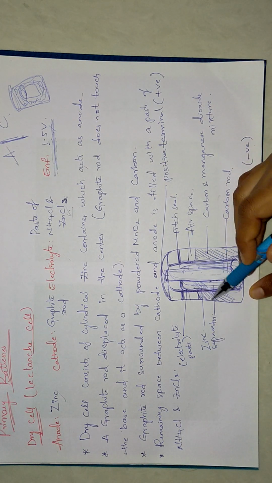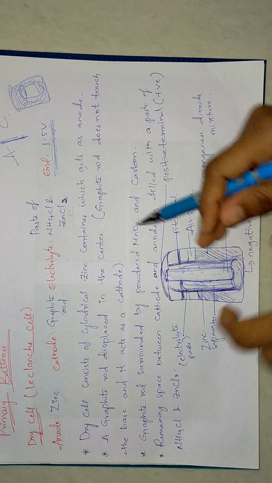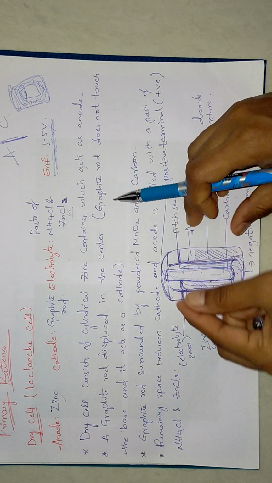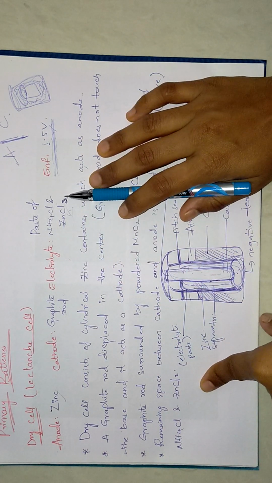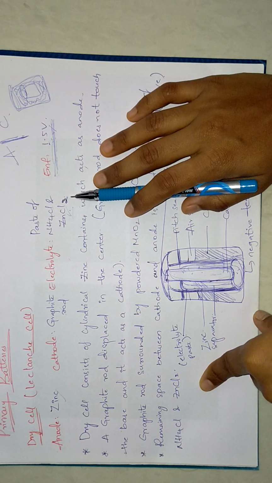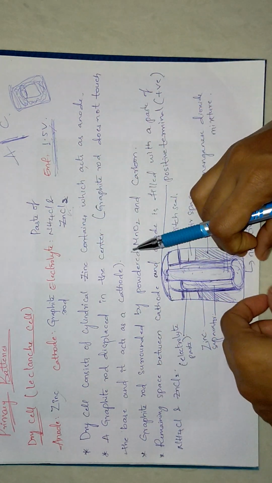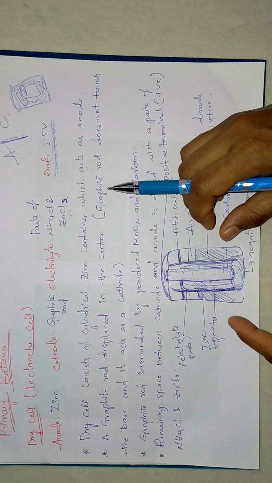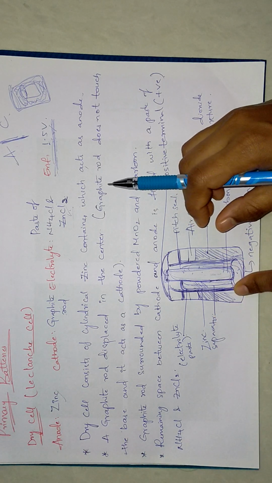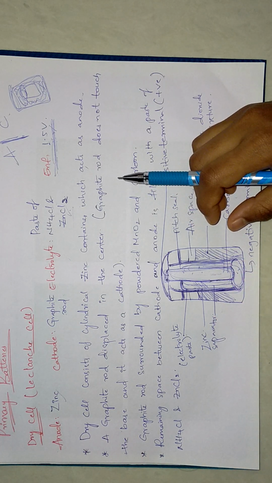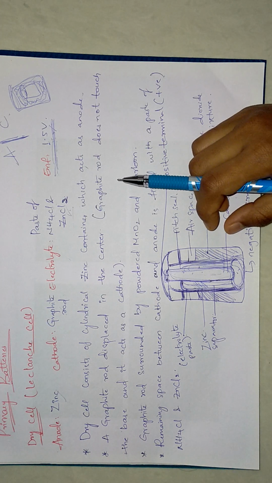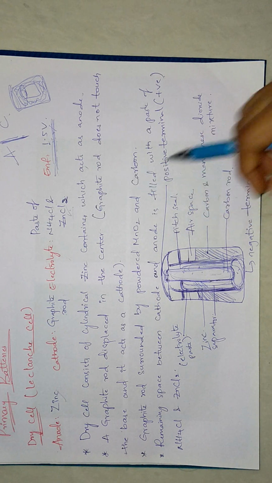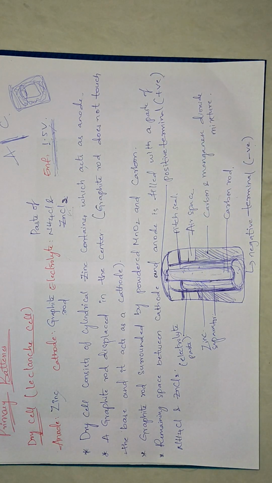And then this complete anode and cathode are placed inside the paste of NH4Cl and ZnCl2, the electrolyte. Now the reactions will take place because of the presence of this electrolyte only. The ions will move from the anode to the cathode, and from the cathode to the anode. I will show it with a real example.